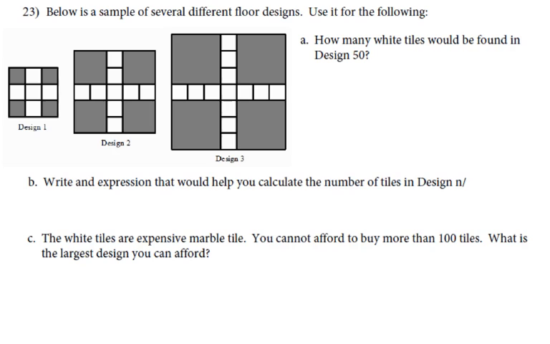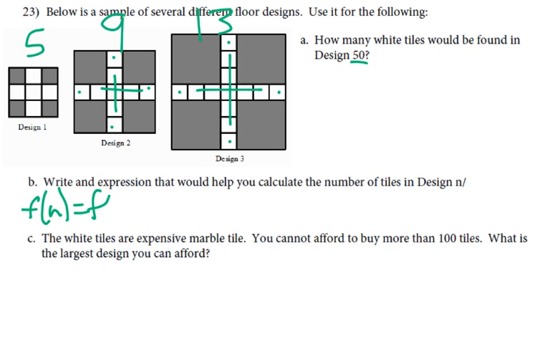So design 1, we had 5 white tiles, then 5 plus the 4, so 9, then 9 plus the 4, so 13. So how many would we get at design 50? Okay, well, that's going to be tough, so I want to write an expression that would help me calculate the number of tiles in design n. So I could do a recursive, f of n equals f of n minus 1, and I'm adding 4 tiles each time, and my first design was at 5, but that's not really going to help me, is it?